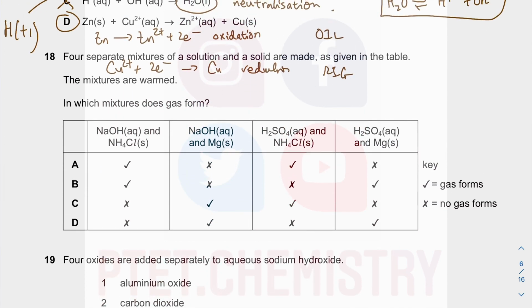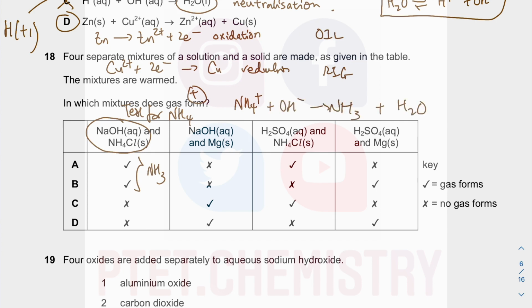Number 18, you have 4 separate mixtures. In which mixture does a gas form? Well, you have a test for NH4 plus. This is a very common thing in your practical paper. But of course, identification of cations and anions also comes out in your theory paper as well. So you do get NH3 being formed, from NH4 plus and OH minus. You get NH3 plus H2O. This is a classic ionic equation that you'll be expected to write in the theory paper, as well as even in the practical paper. Balance the equation, balance the charge.